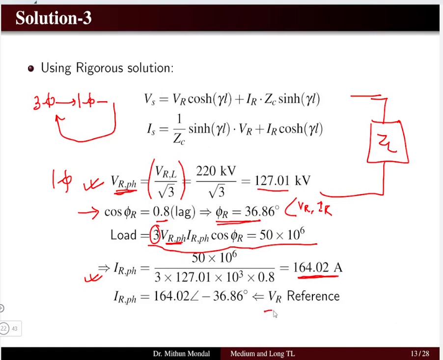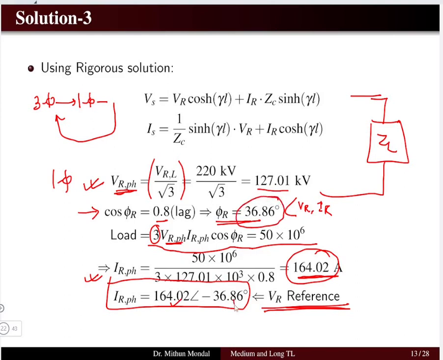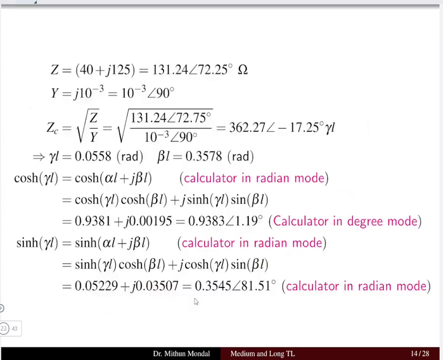Now we have taken the reference as the receiving end voltage. So the receiving end current in complex quantity we can note down. So this is the magnitude 164.02, and we can get the angle is 36.86, and since we have a lagging power factor condition, we will have a negative sign. So current will be lagging the voltage by a negative sign here, 36.86. Now we have been given the impedance of the line and admittance of the line. Z and Y we have been given. So that we are converting to polar coordinates first.